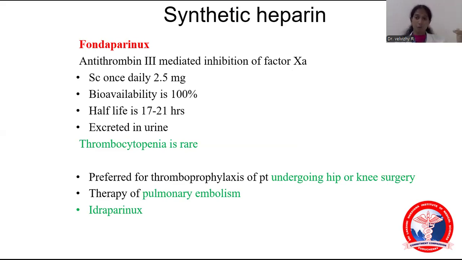So heparin has low bioavailability. Compared to that, low molecular weight heparin has a little higher, whereas synthetic heparin has 100% bioavailability. Half-life is 20 to 21 hours, so it is always given as OD doses. And the incidence of thrombocytopenia, heparin-induced thrombocytopenia, all those things will be very, very rare with fondaparinux. So these are preferred for any knee surgeries or pulmonary embolism nowadays. And for the same reason, idraparinux is also approved from this group.